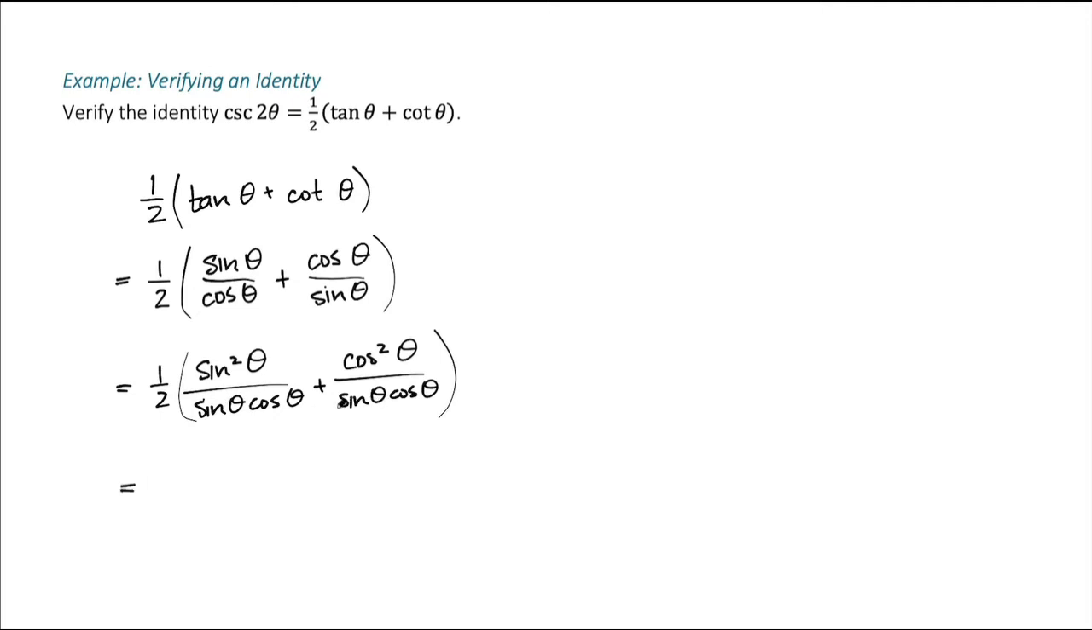And now they have the same denominator, so we can add these together. And notice now that the numerator is sine squared plus cosine squared, which is just 1. So this is 1 over sine theta cosine theta. Now notice here, if I now multiply these two fractions, I get 1 over 2 sine theta cosine theta.